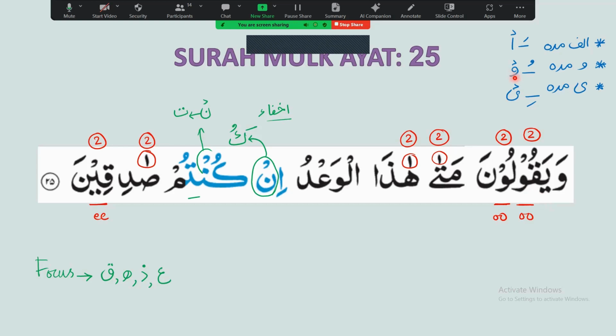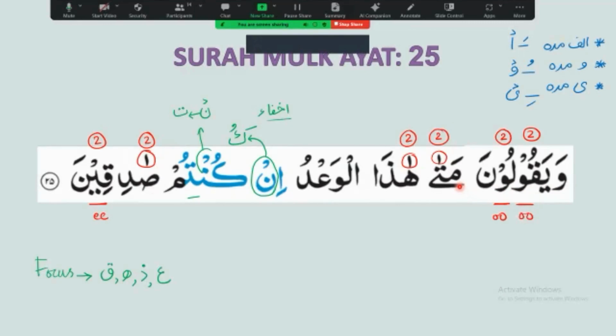Vowel madda means that if a waw has a sakin on it and on the previous letter there is a dhamma, we will make the sound of double O, oo, right? Wa yaquluna. Laam letter with a dhamma on it, again you articulate it when you put the tip of your tongue at the back of your upper teeth. Lu. Wa yaquluna. Again, I'm stretching for two counts because of the waw madda here. Wa yaquluna. Wa yaquluna mata.